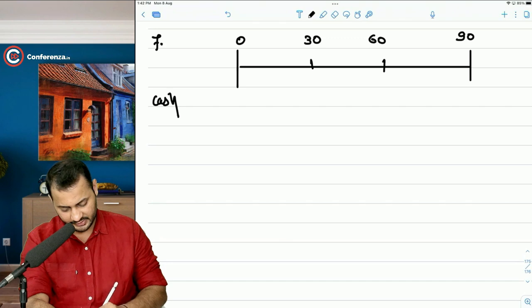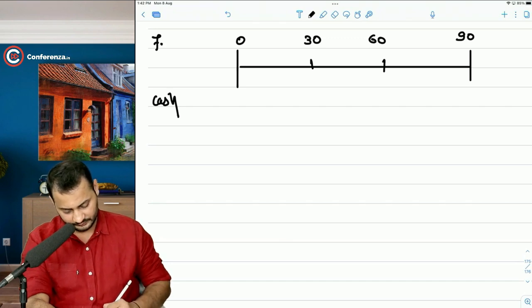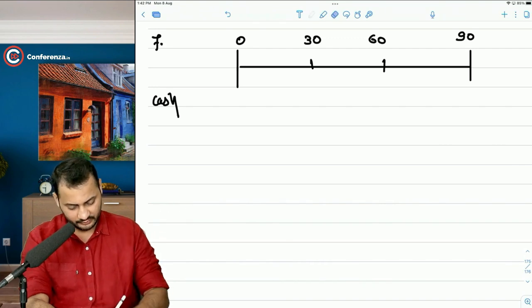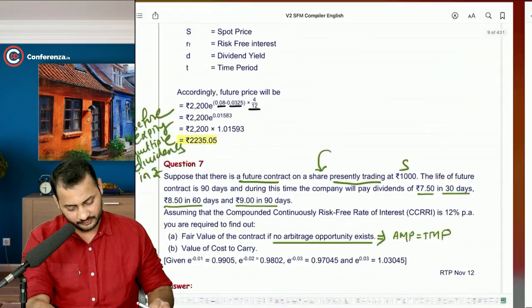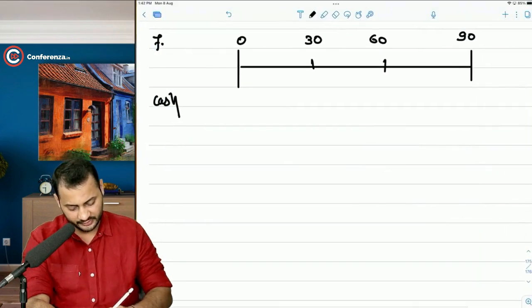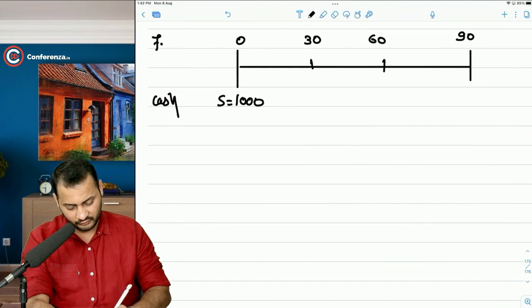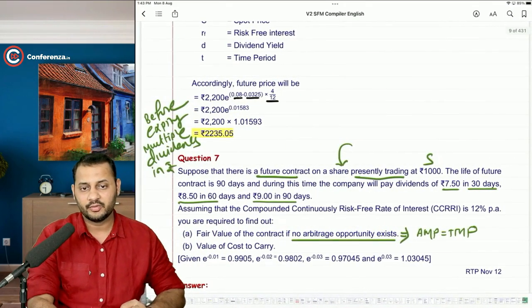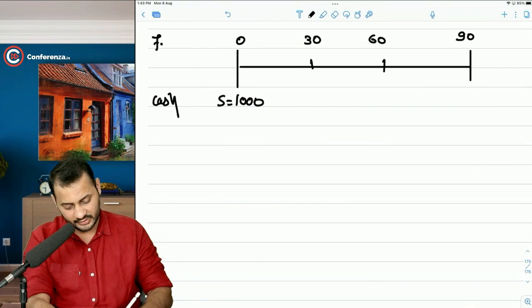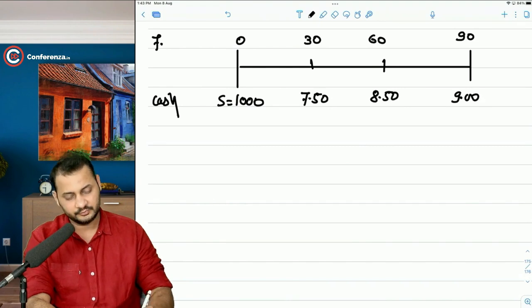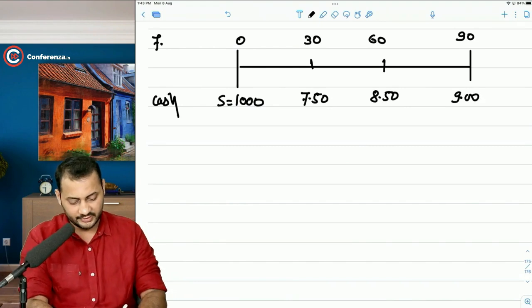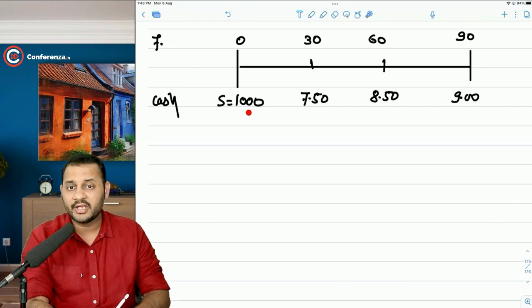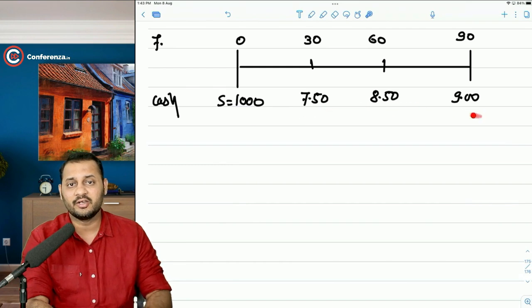This is the cash market. This is the futures market. So forget about the futures market right now. Cash market. The spot price of a particular share is 1000 rupees in this case. Once you buy the share in this market, you can get the dividend of 7.5, 8.5 and 9. I will tell you what exactly you have to calculate. When you buy the share, you pay this amount. This will be your cash outflow, but after that all the 3 are your cash inflows.